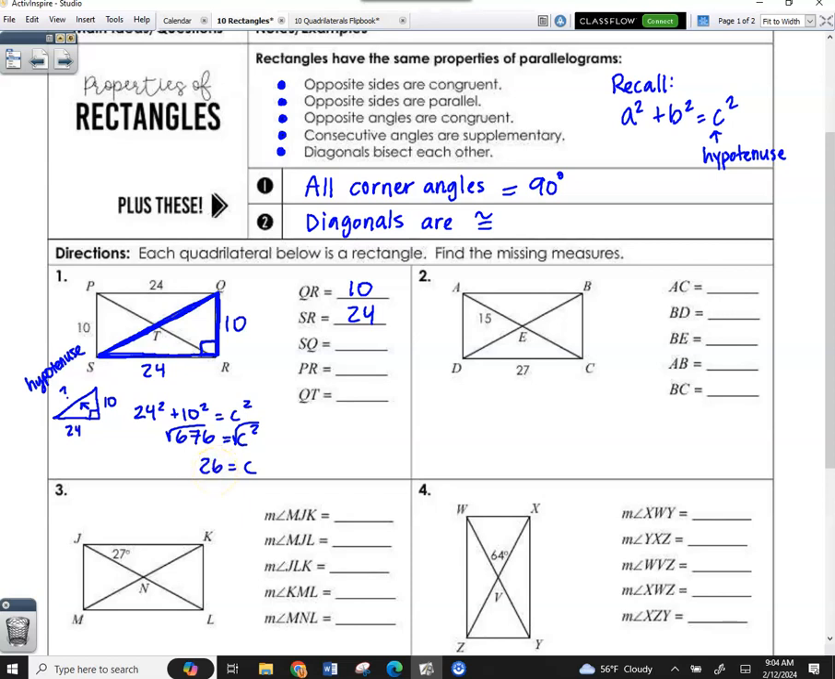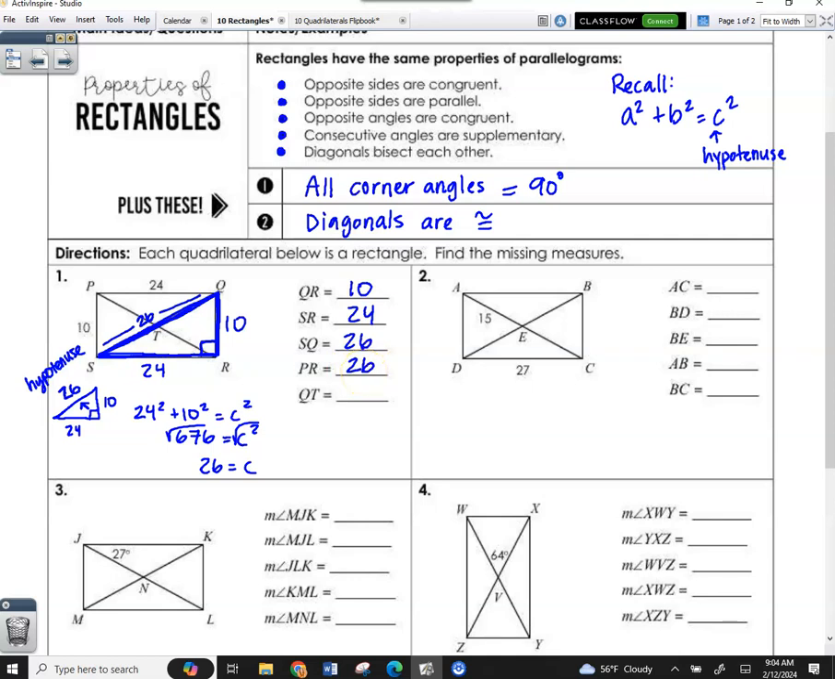Now let's put it all together. 26, that would be the length of this, and that was me copying from here, so this whole thing from here to here is what? 26. Well, then what would PR measure? Yeah, diagonals are congruent. PR is the other diagonal, so it's 26.